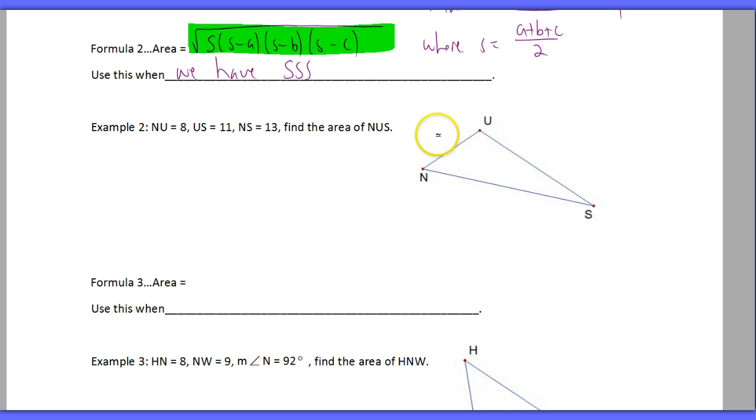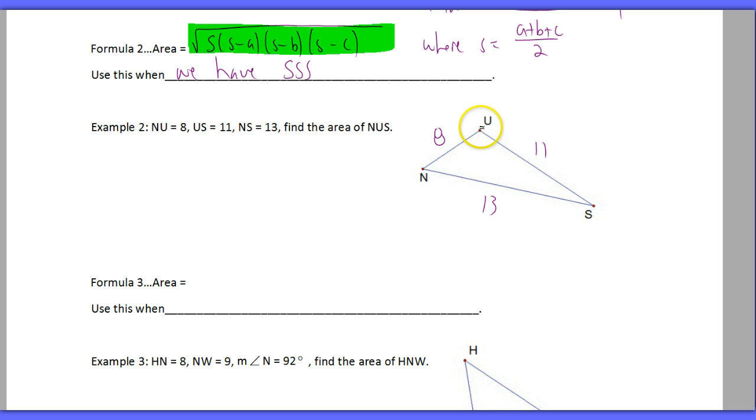It says NU is equal to 8, US equals 11, and NS is equal to 13. So we know all 3 sides of the triangle. That's when we would be using this type of equation. The green formula that I have highlighted is actually what finds the area, but we have to find this little s value. Little s stands for the semi-perimeter.